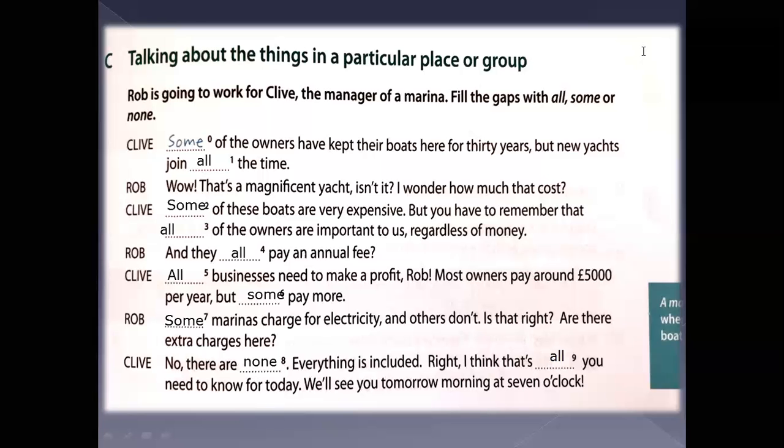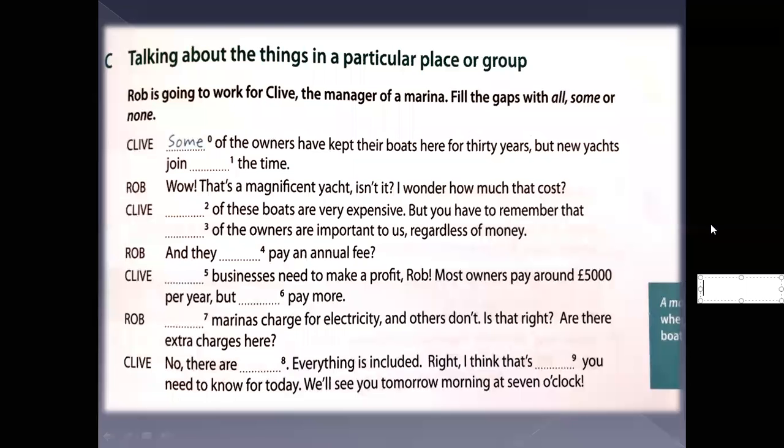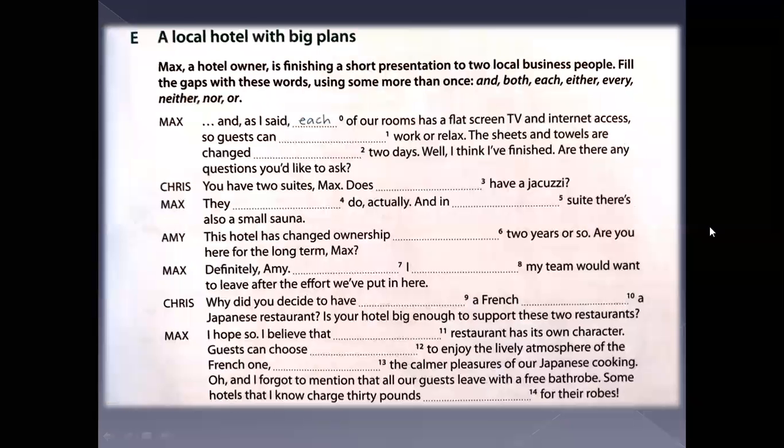Okay, so that was quite simple. Let's move on to the next slide. Here are the gaps we're going to fill with one of these words. Some of them you can use more than once. The words are: both, and, each, either, every, neither, or, nor. This is more precise.